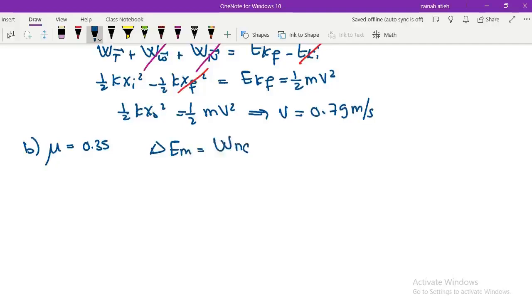How many non-conservative forces do we have? We agreed that we have the weight, tension, normal and friction. All of them are conservative except friction, which is non-conservative. So we can say it is the work of friction.